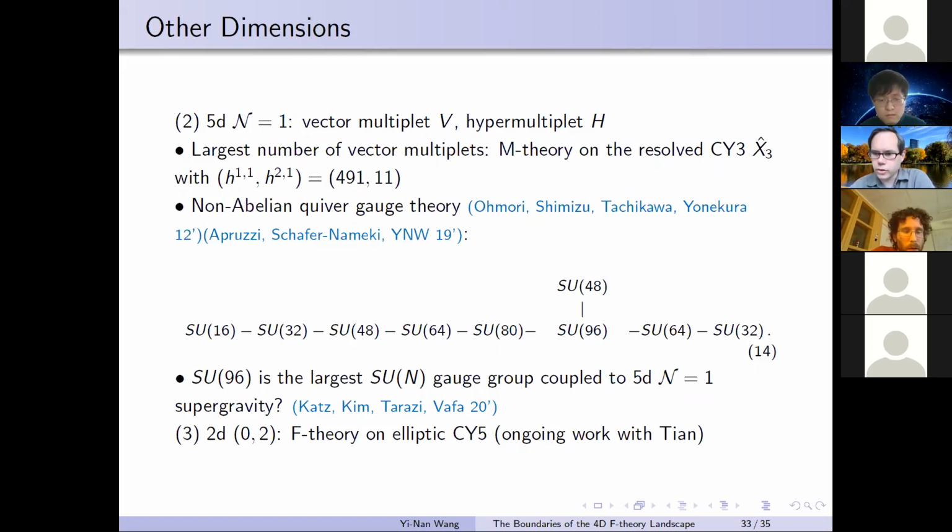Okay, we have another question in the chat window from Jonathan Heckman asking, how does your classification story generalize if one allows O3 planes?